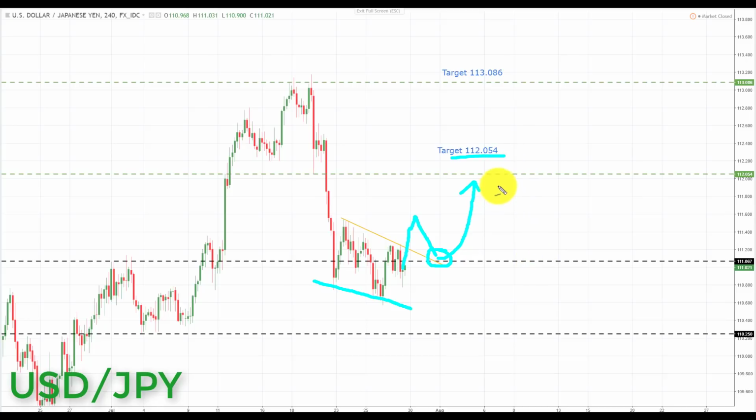112.054. And if we can get a breakthrough here, we're going to be looking up towards the next key area of resistance to the upside at the 113.086.